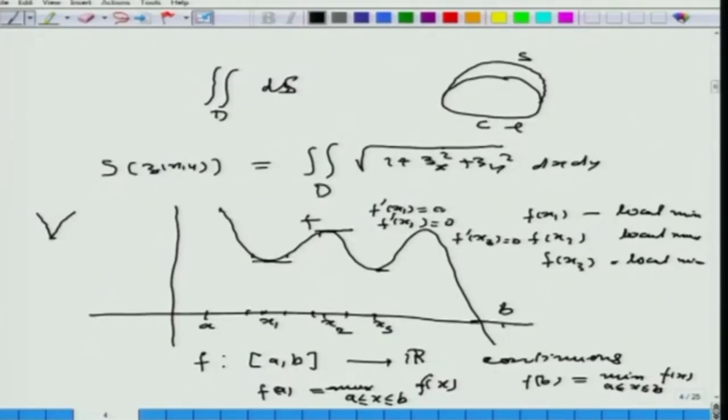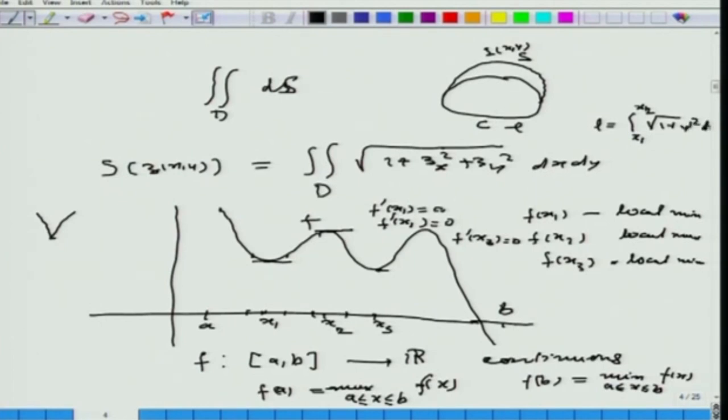In that case, the surface area S of the surface z of x, y is given by the double integral of square root of 1 plus z x squared plus z y squared dx dy. Here the length of this curve will be fixed, given parametrically by the integral from x1 to x2 of square root of 1 plus y prime squared dx.